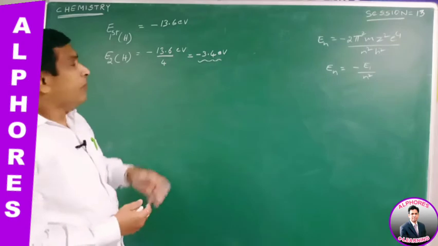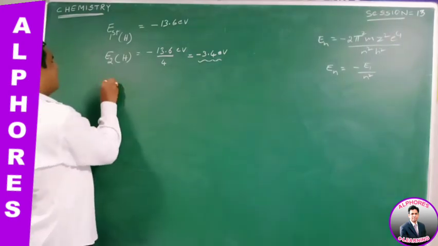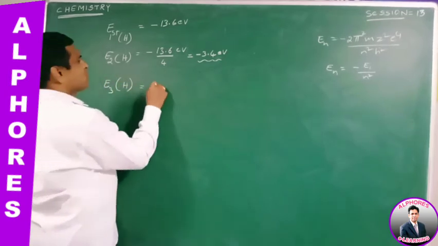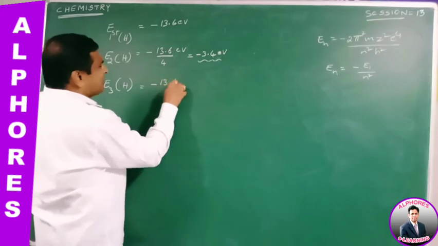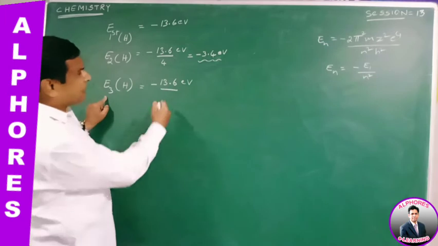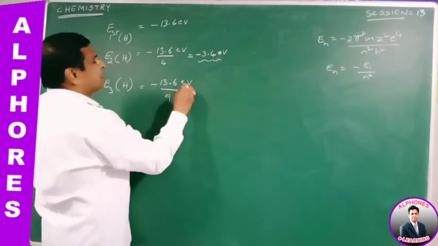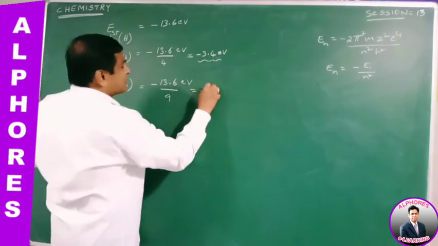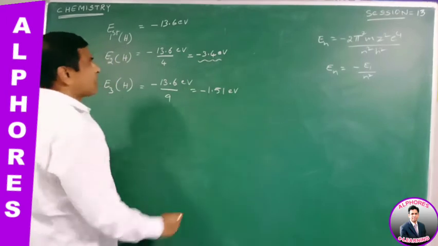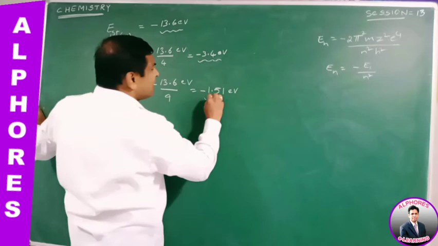Calculate one more: the energy of the electron in the third orbit of hydrogen, which is minus 13.6 electron volts by 3 square. N is equal to 3 for the third orbit, and 3 square means 9. That is equal to minus 1.51 electron volts. This is in the hydrogen atom: first orbit, this is the second orbit, this is the third orbit.